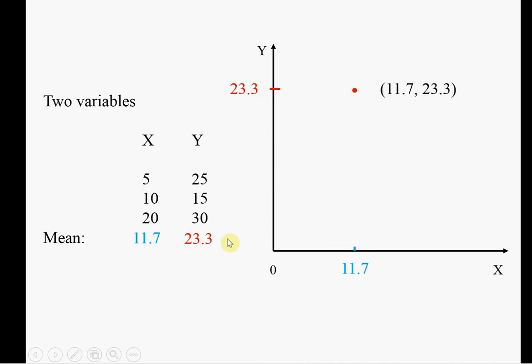Now, we label this point by putting the mean of x and the mean of y within parentheses, and these two values are called the coordinates, the x coordinate and the y coordinate. These two mean values are simultaneously expressed by this point in this x-y two-dimensional space. So this point has a name. It's called the mean center. The mean center is a point that simultaneously expresses the mean values of the two variables in a two-dimensional space.